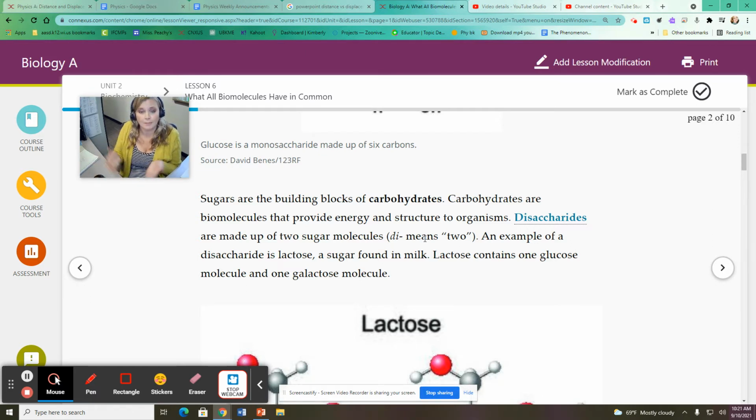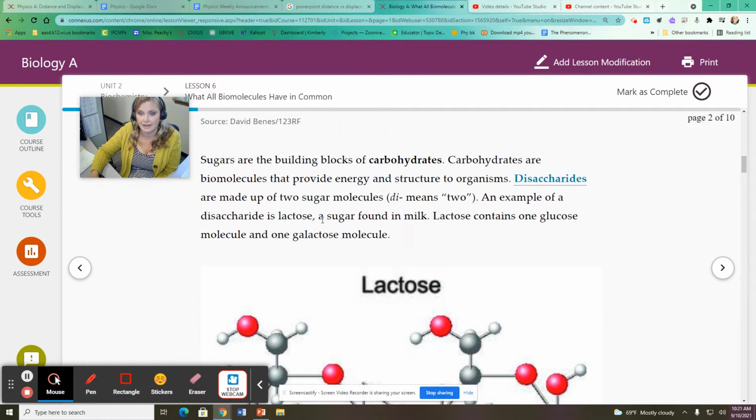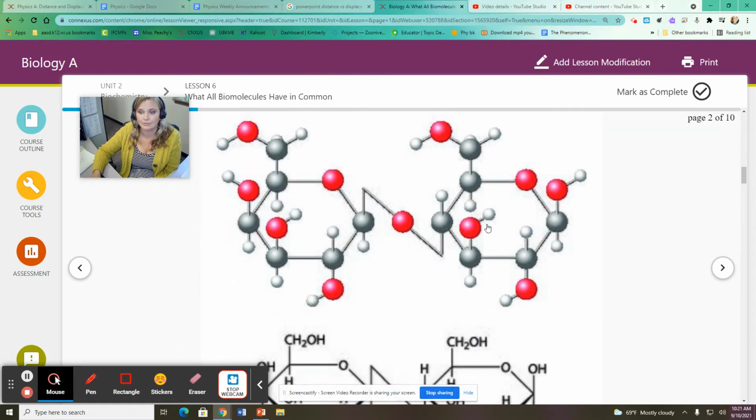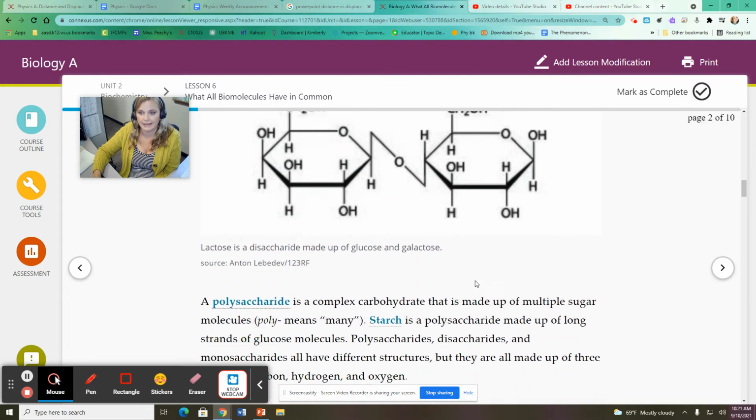So, a more complex sugar is something called a disaccharide, and a disaccharide is made up of two sugar molecules. Some examples of disaccharides are lactose. Lactose is a sugar found in milk. It contains one glucose, which we know is a monosaccharide, and one galactose, which is another monosaccharide. There's more than one type of monosaccharide, as well as more than one type of disaccharide. But when you link those two together, it makes a disaccharide called lactose.